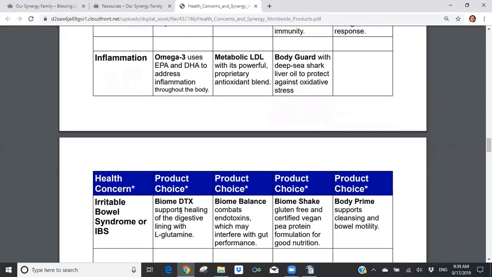Irritable bowel syndrome, Biome DTX, and then the Biome Balance. And if you're going to use the Biome Shake, again, like anything with a person who's dealing with an irritable bowel syndrome or some type of severe digestive process in the small intestine, if you're going to use the Biome Shake, introduce it slowly into the person's system so that you can make sure that they can tolerate the fiber that's in the Biome Shake. And then again, the Body Prime, because it has the magnesium in it to begin to help those enzymatic processes to occur properly, reducing toxin levels that typically lead to irritable bowel syndrome.